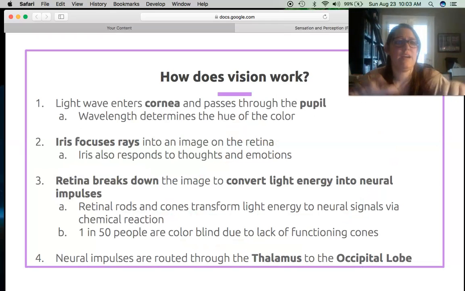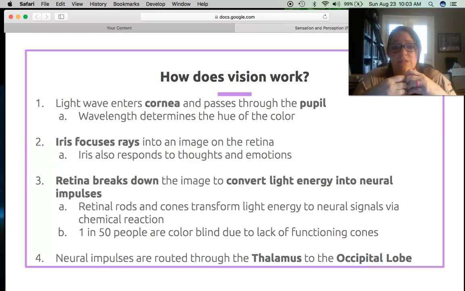So here it is broken down. Light waves are entering the cornea, passing through the pupil. Wavelengths determine the hue of the color, so the difference between pink and maroon, or light blue and navy blue, is the difference between the wavelengths. And the iris is going to focus those light rays into an image onto our retina.